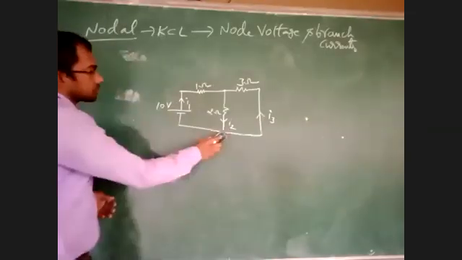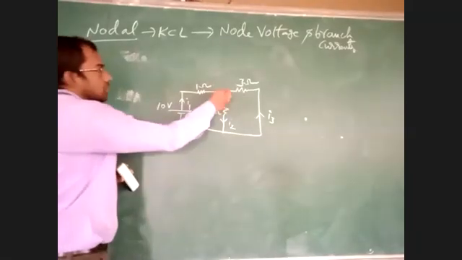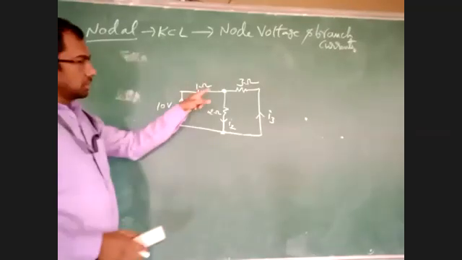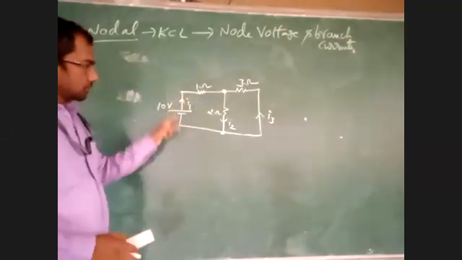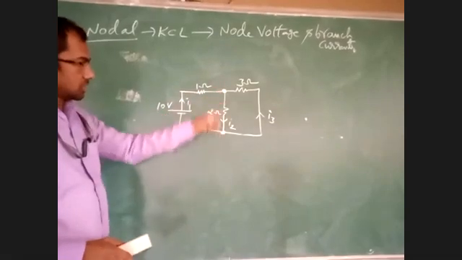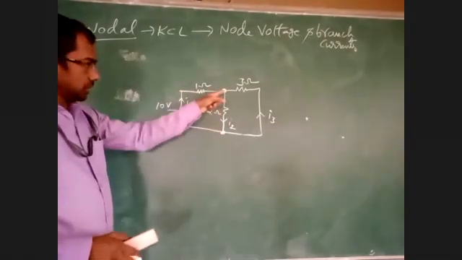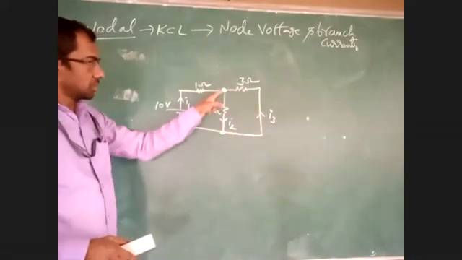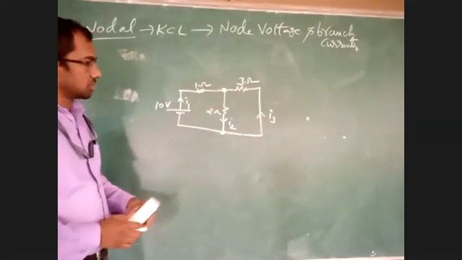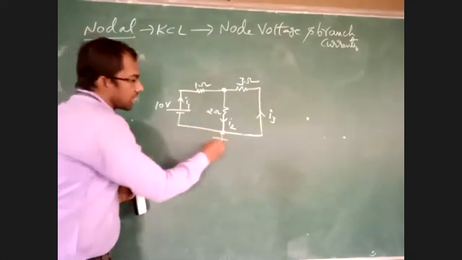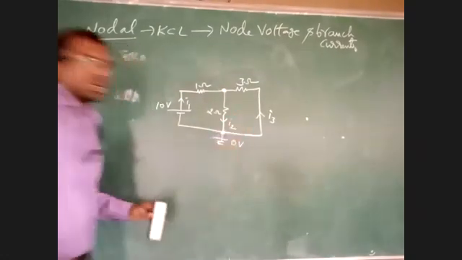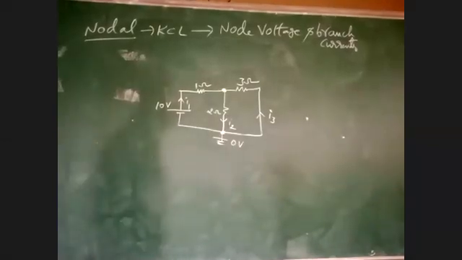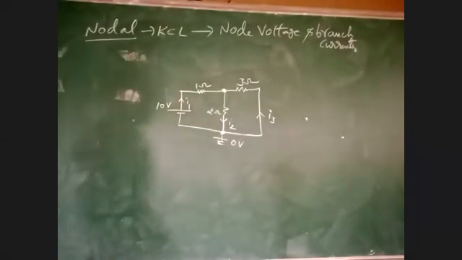See here, this is a node. This is also a node point. In between this node and this node, there is one branch. Here is another branch, and this is another branch. Totally three branches are connected to this node. And this node I am taking as the reference node. In any circuit, we'll have one reference node. That is called the ground node.